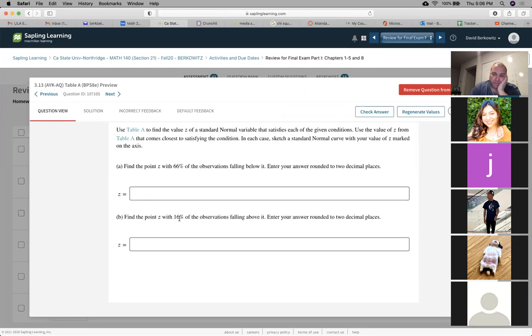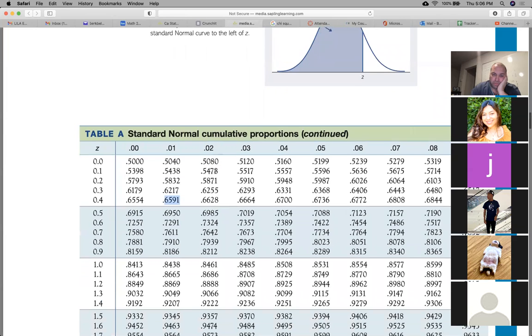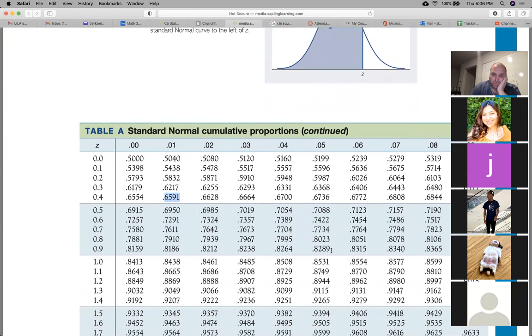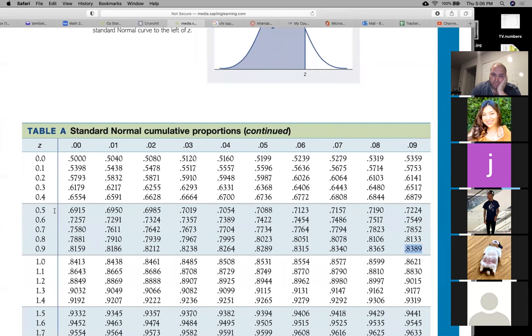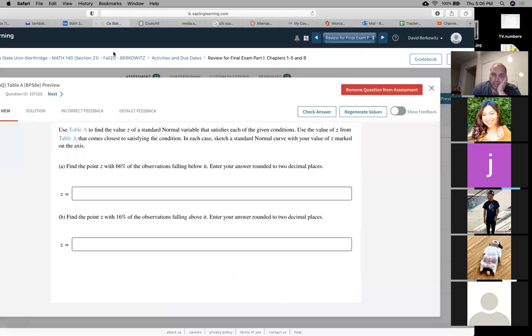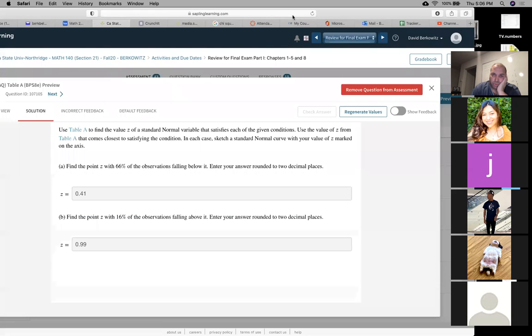Then it says find the point Z with 16% of the observations falling above it. Well, if 16% fall above it, then 84% fall beneath it. So we try to find 84%, which is, here's 0.8389, and the next one is 0.8413. This is 0.0011 away. This is 0.0013 away. So we're going to use this one, which is 0.99. Boom, 0.99.